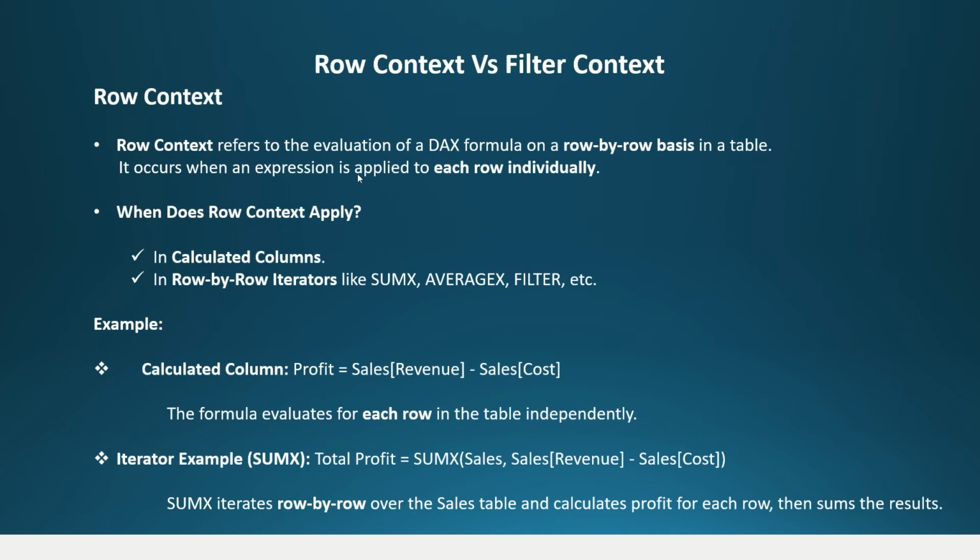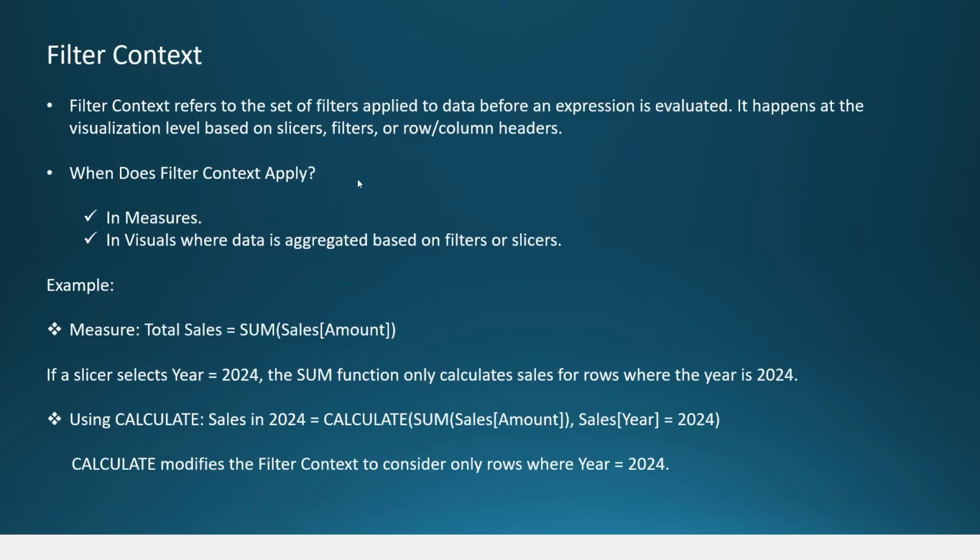So this was about the row context. Now let us understand what filter context means. Filter context refers to a set of filters that is applied to data before an expression is evaluated.